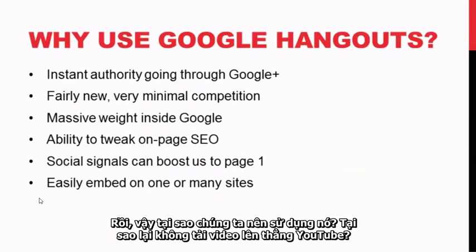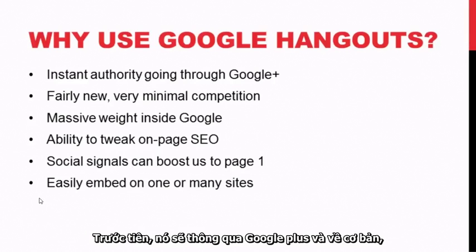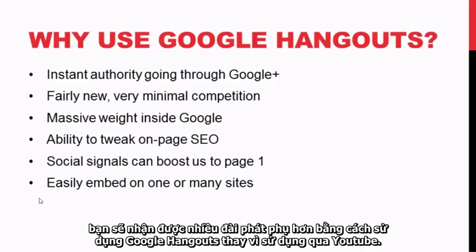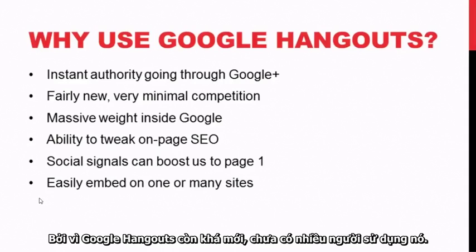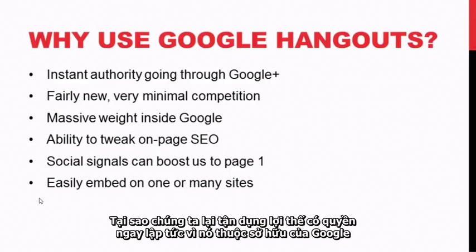All right, so why should we use that at all? Why not just upload video straight to YouTube? Well, for one, you get instant authority when it's added to YouTube, okay? So for one, it's going through Google Plus, and basically you're getting a lot more outlets by going and doing Google Hangouts, aside from just going directly to YouTube, because Google Hangouts is definitely fairly new. Not a lot of people will use Google Hangouts yet. It's one of the newer things that just came out these past few years. So by taking advantage of that, we get instant authority.